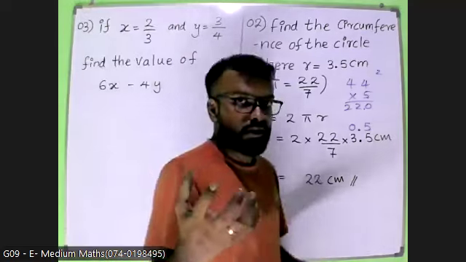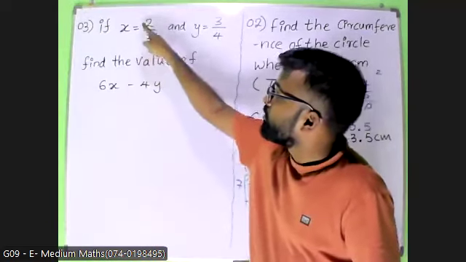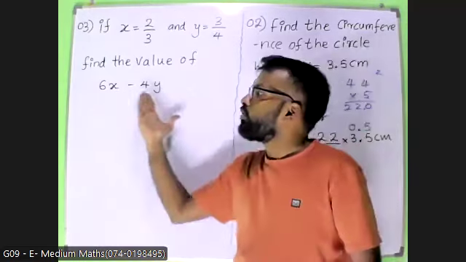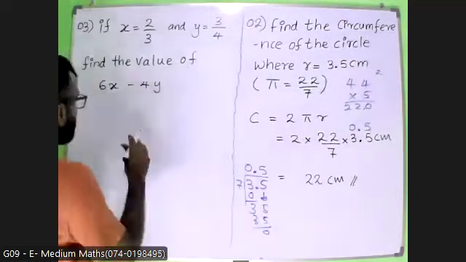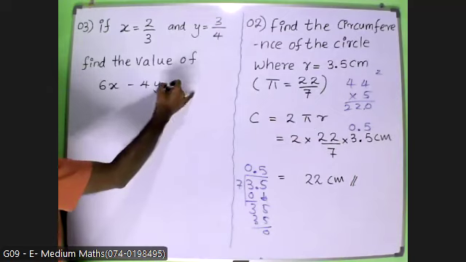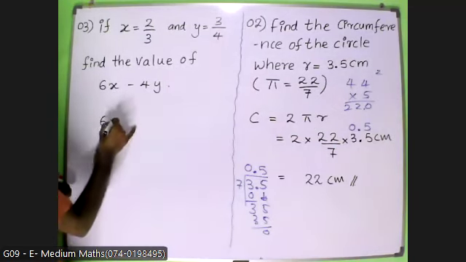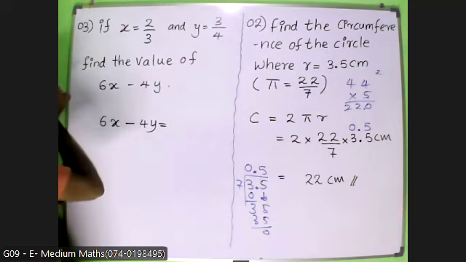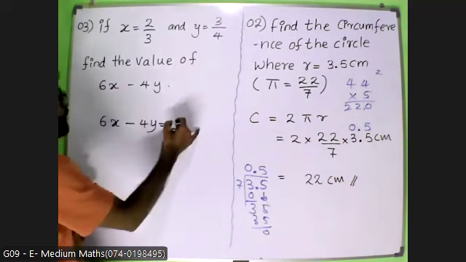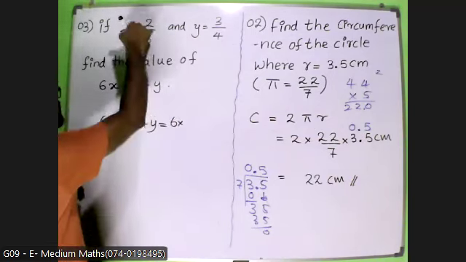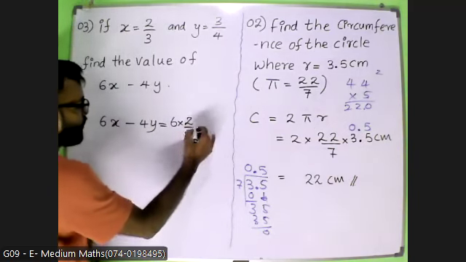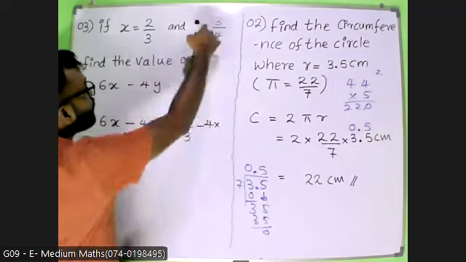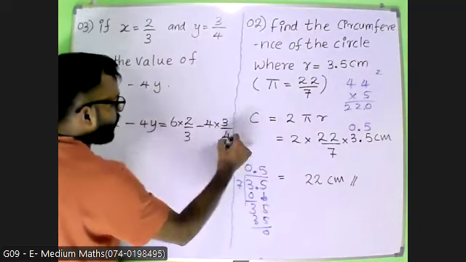So there is an expression and you have to substitute x equals 2 upon 3 instead of x, y equals 3 upon 4 instead of y. Then you can simplify. Very easy, right? So I will rewrite this one. Our expression is 6x minus 4y. I am going to substitute: 6 times x, 2 upon 3, minus 4 times y. Y means 3 upon 4.